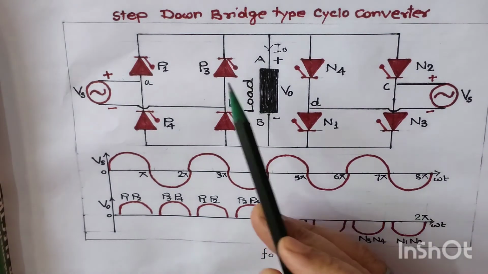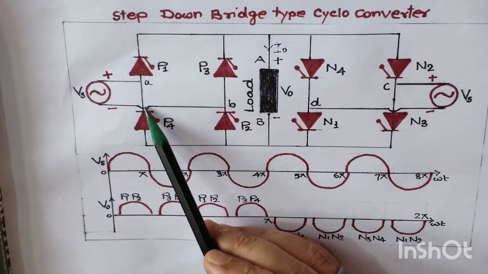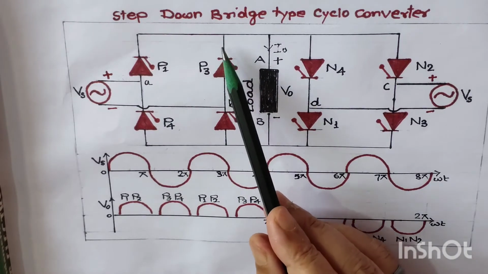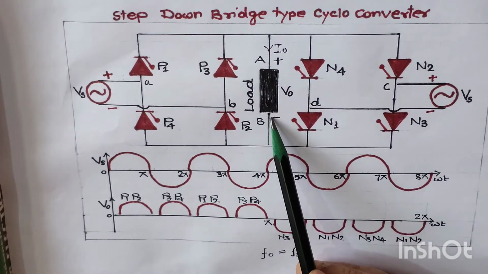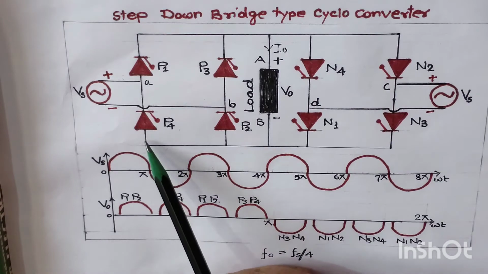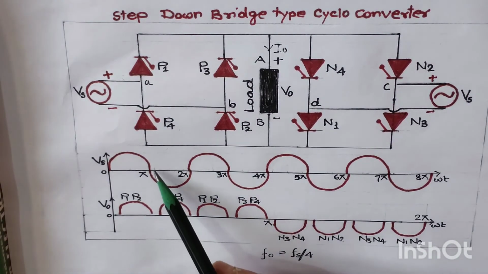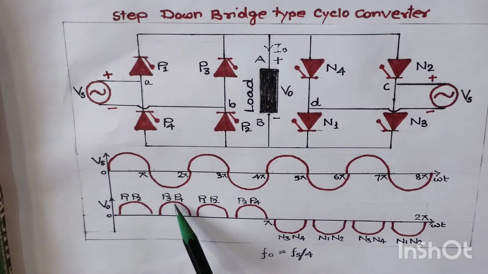So once we supply a trigger pulse to thyristor P3 and P4, then supply current will flow from point B toward thyristor P3. It will come back toward the load from point A to point B, and then it will go back through thyristor P4 to the negative side. It means for this negative input supply voltage, we have again received the positive polarity output voltage, where thyristor P3 and P4 are conducting.